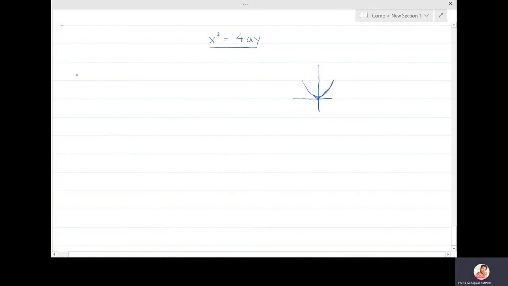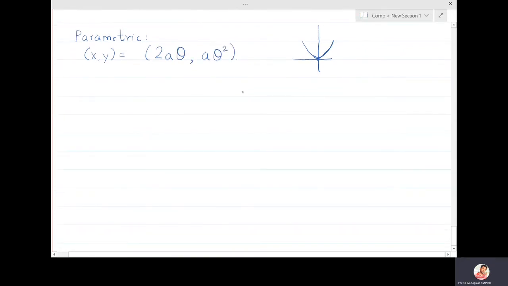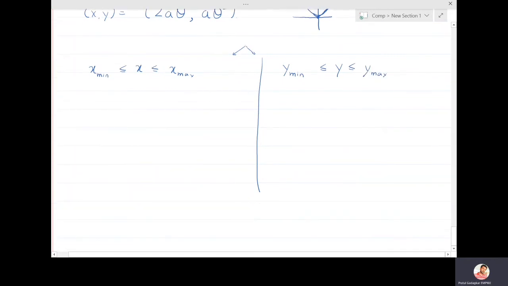So the parametric equations for this parabola are given by (x, y) equal to (2aθ, aθ²). Here we have two cases. Whenever the value of x is given between two fixed numbers, which are called x min and x max, and the value of y sometimes is given between two fixed numbers, which we are going to call y min and y max. So the initial point that we will choose will be (x min, y min) as usual. Here also the initial point will be (x min, y min).